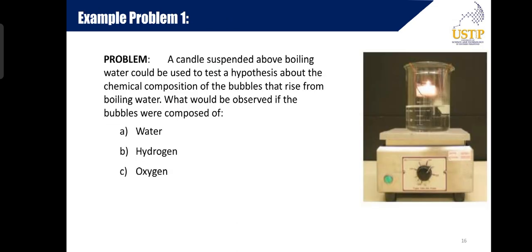So for example, a candle suspended above boiling water could be used to test a hypothesis about the chemical composition of the bubbles that rise from boiling water. So what would be observed if the bubbles were composed of A, water, B, hydrogen, or C, oxygen? In other words, a candle is placed on top of boiling water. And what if the bubbles being produced in boiling water are water or hydrogen or oxygen? Because they are elements, as we all know, elements have their own properties, and different chemical reactions in different scenarios.